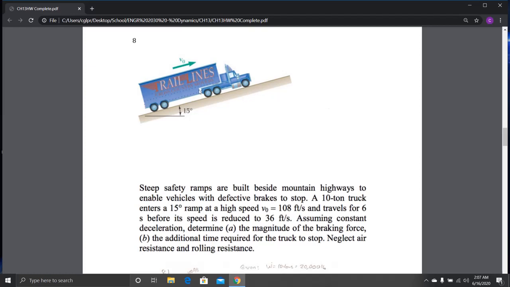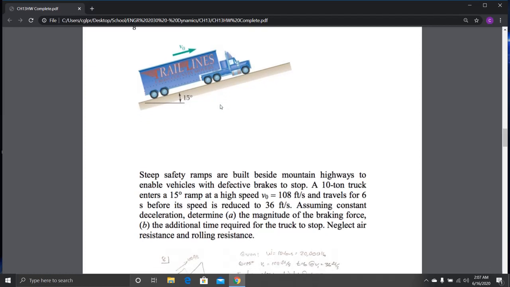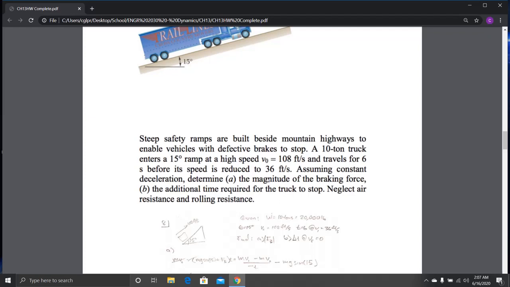Question 8 is another truck and trailer question, this time involving a runaway or emergency ramp. I'm given the weight of the truck. I'm told the angle of the ramp, its initial velocity, as well as the secondary velocity after 6 seconds. I'm told it's going to experience a constant deceleration. I'm asked to find the braking force as well as the additional time required for the truck to come to a complete stop.